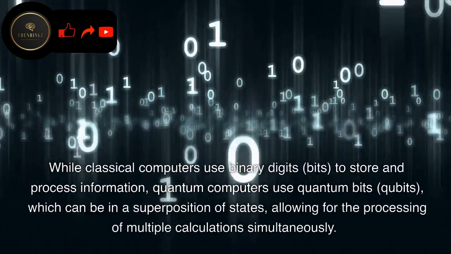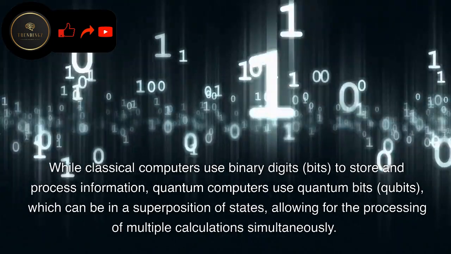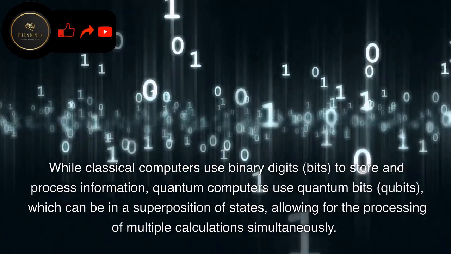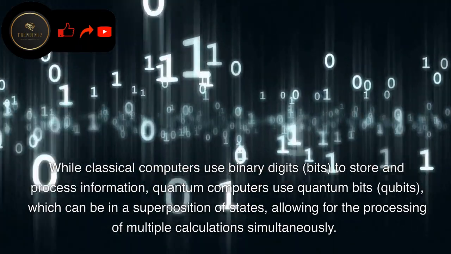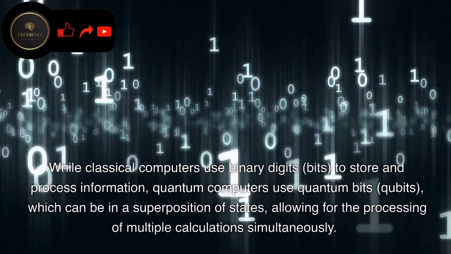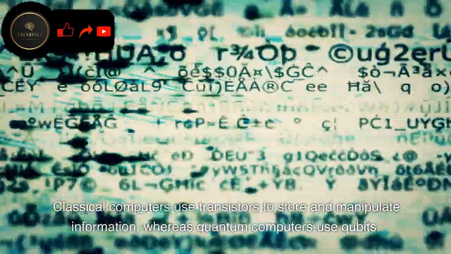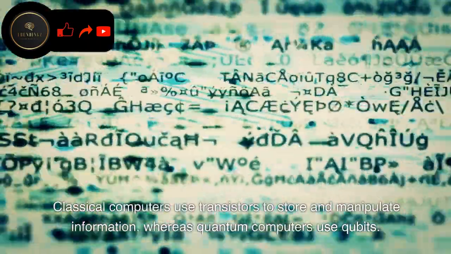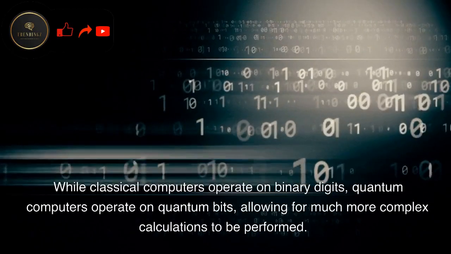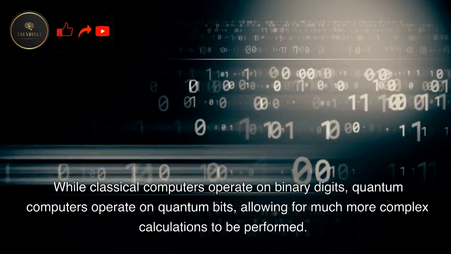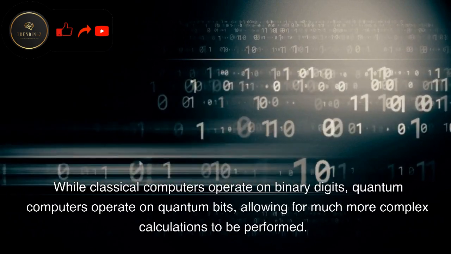While classical computers use binary digits, bits, to store and process information, quantum computers use quantum bits, qubits, which can be in a superposition of states, allowing for the processing of multiple calculations simultaneously. Classical computers use transistors to store and manipulate information, whereas quantum computers use qubits. While classical computers operate on binary digits, quantum computers operate on quantum bits, allowing for much more complex calculations to be performed.